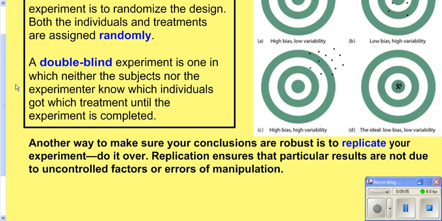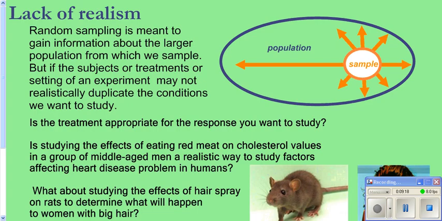You also want to go ahead and replicate your experiment. You want to do it over and over several times so that you end up getting good, consistent results, hopefully eliminating any bias. Now, sometimes you can have a simple random sample, even a large simple random sample, but you end up having a lack of realism in your situation.